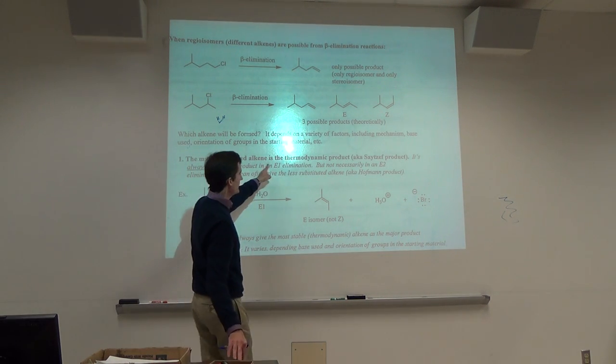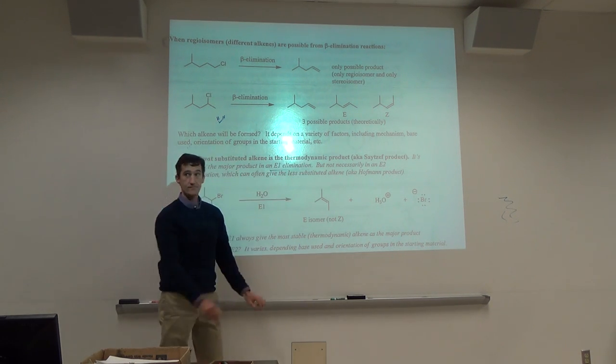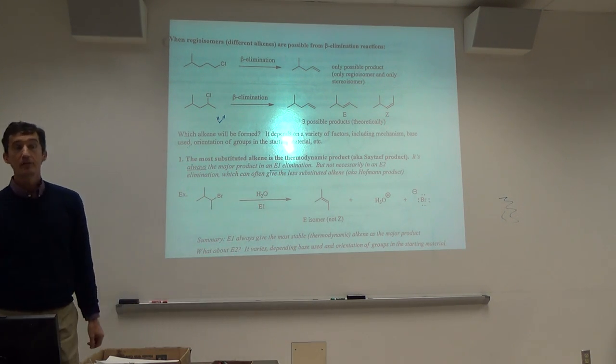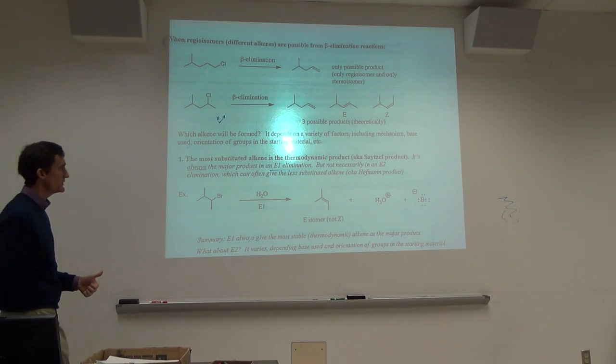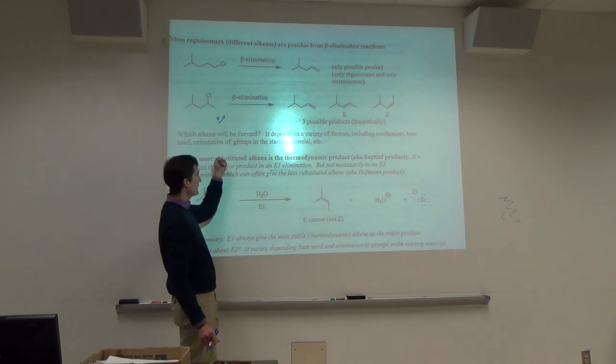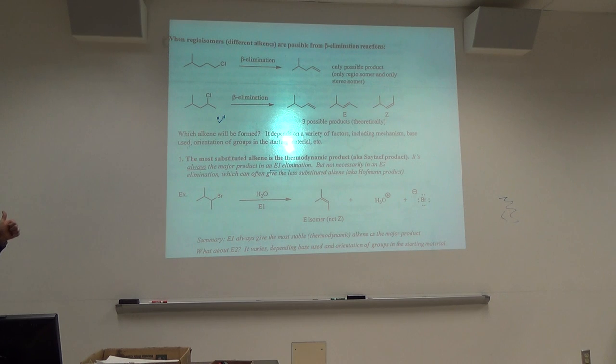The most substituted alkene is always the major product in an E1 elimination. There you go. Do we need to repeat that? That's the take-home message right there. If you're doing an E1 elimination, the Zaitsev product is always the favorite product. The Zaitsev product is your thermodynamic product. The thermodynamic product is your most substituted alkene. When you're doing an E1, it's easy.